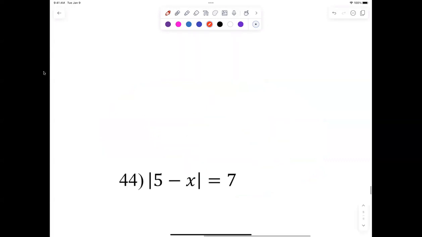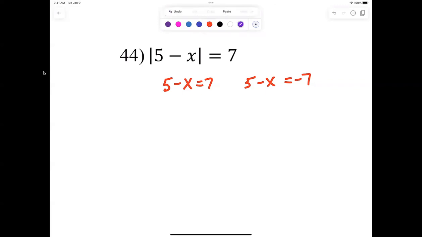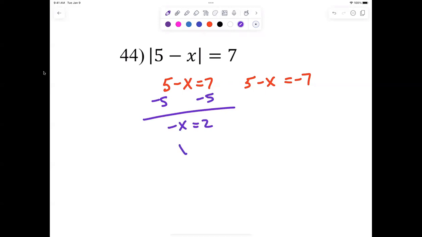All right, here we go. Let's take a look at 44. Again, 5 minus x equals 7. 5 minus x equals negative 7. Now, for me, what I'm doing is I'm going to move the x because I want it to be what? Well, let's not do that. I don't want to confuse it. Minus 5. Negative x equals 2. Change the sign. X equals negative 2. Subtracting 5 again.